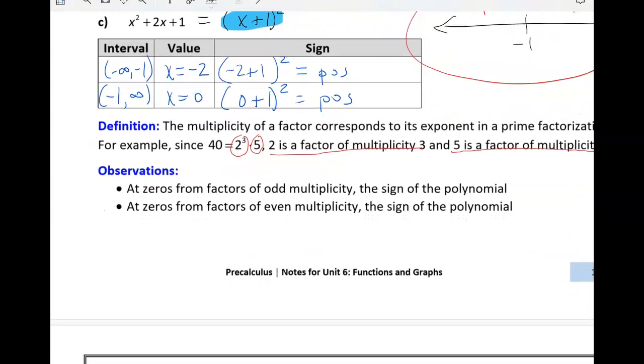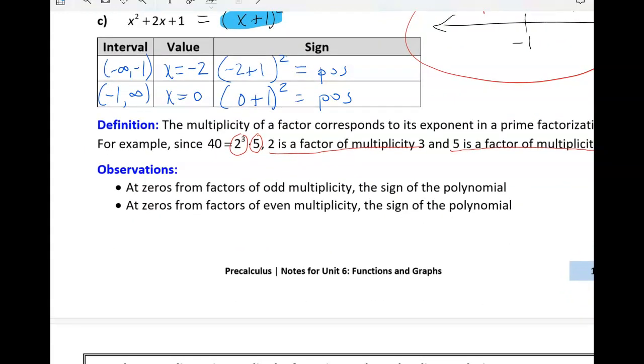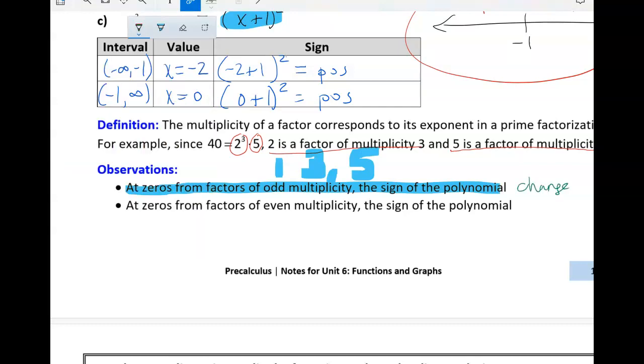So to put it together, when we have odd multiplicity factors, like 1 and 3, or 5 even, the sign of the polynomial changes. It'll be different on the left side of the number line than it is on the right. At zeros from factors of even multiplicity, the sign of the polynomial doesn't change. Same sign on the left as it is on the right of that 0.